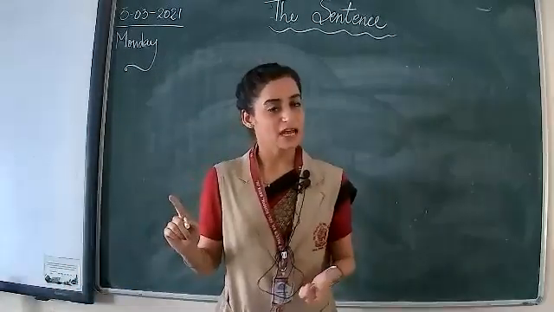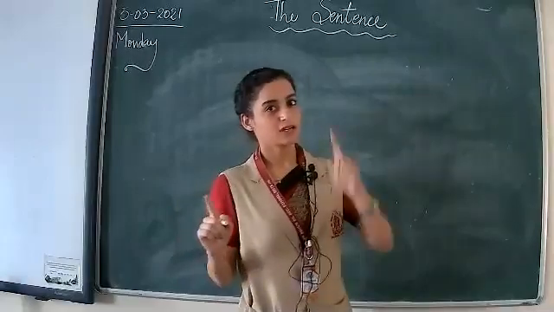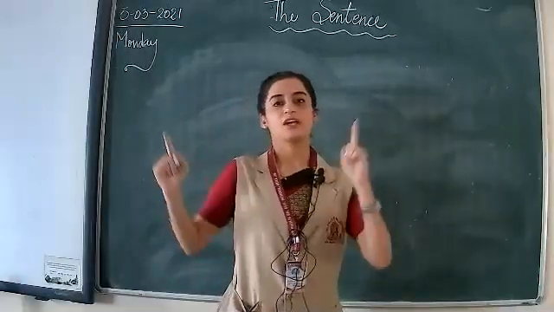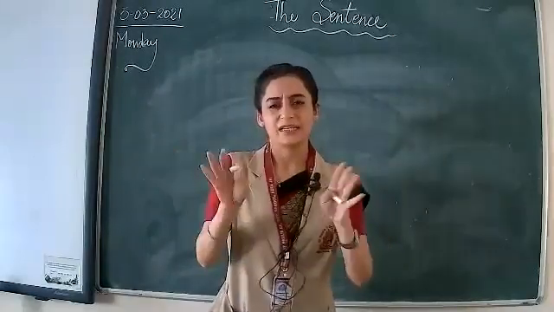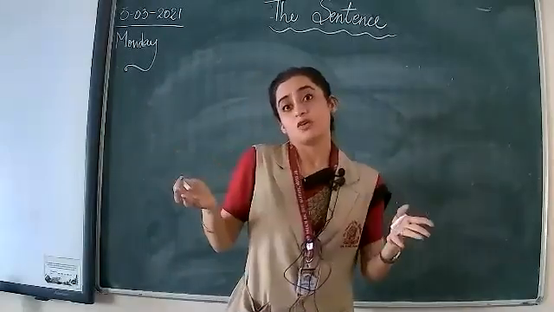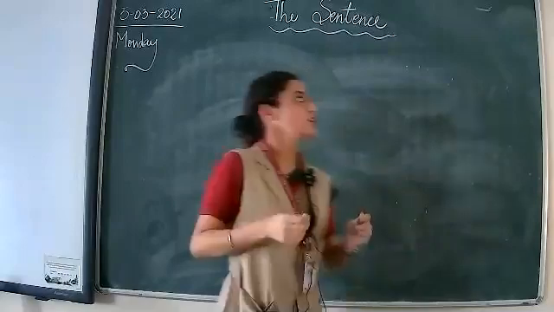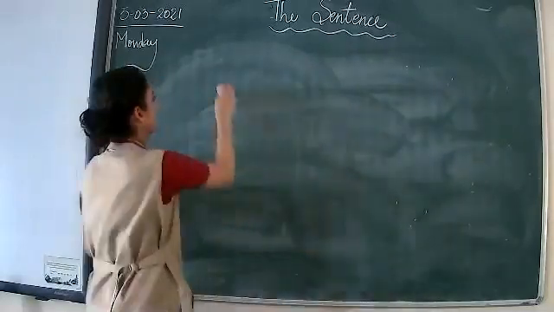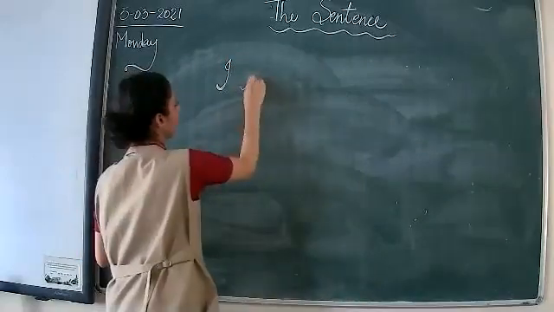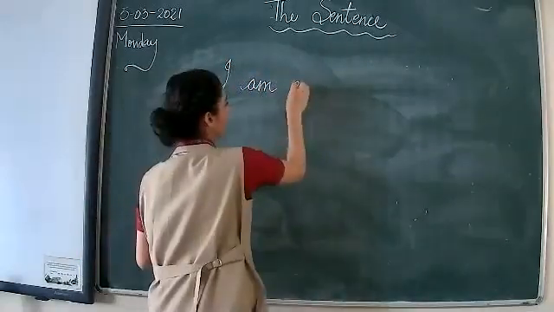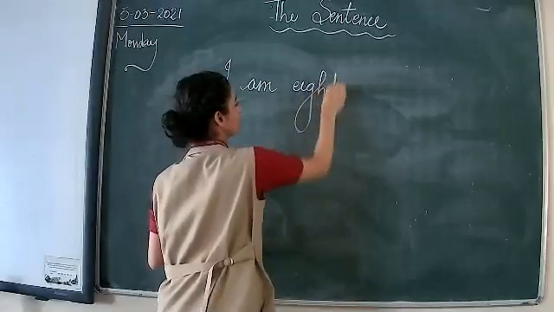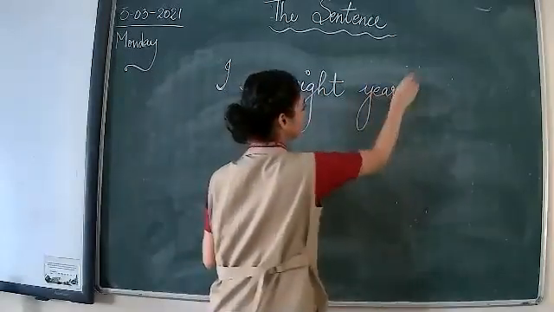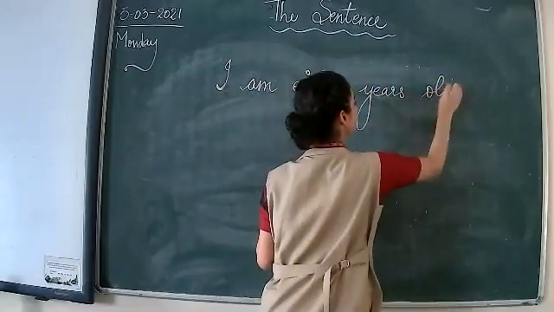So now, remember the sentence that I had written on the board? 8 years am I old. It is completely nonsensical. We don't understand what that means. So if we arrange it, what do we get? I am 8 years old.